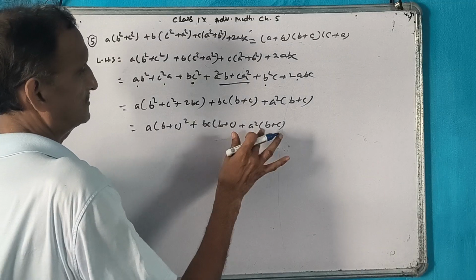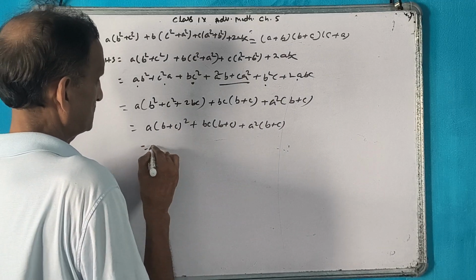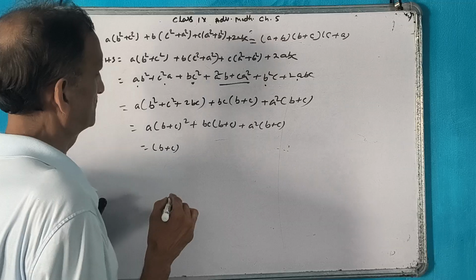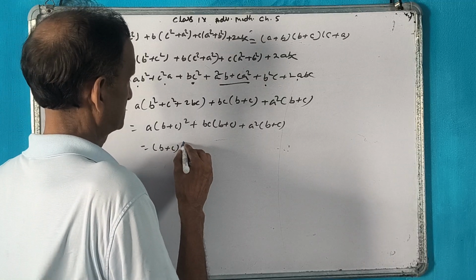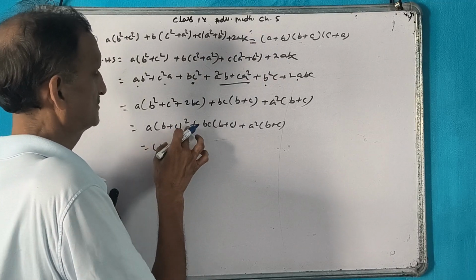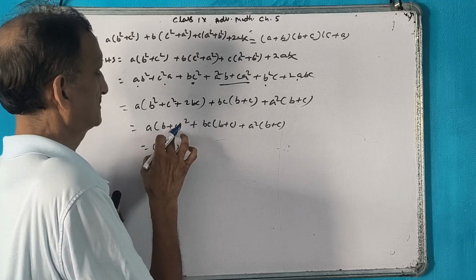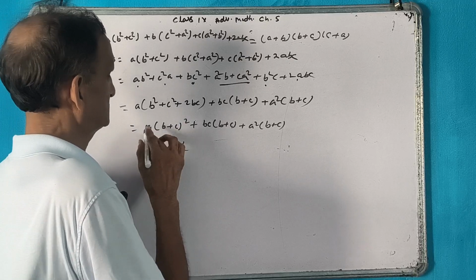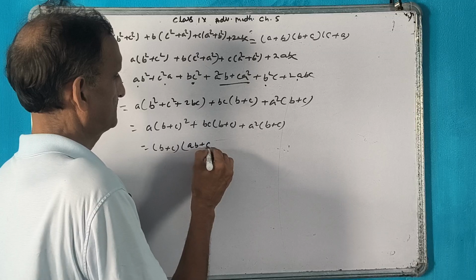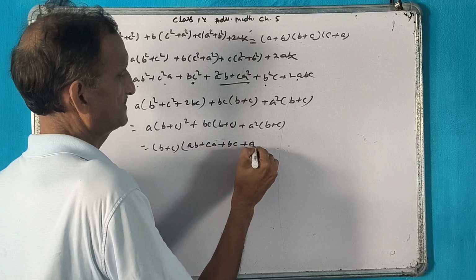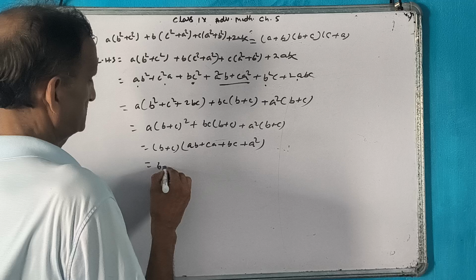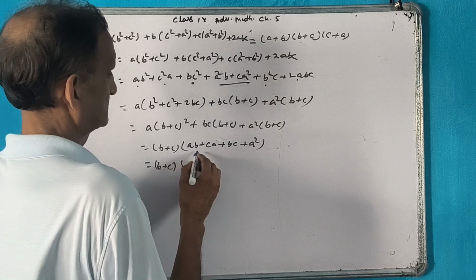Now, see all the three terms again we have B plus C common, so we can take B plus C common. What is left here? B plus C whole square, with B plus C common, then one B plus C is here. A into B plus C, remove the bracket, what we get? AB plus CA plus BC plus A square. So this is B plus C.